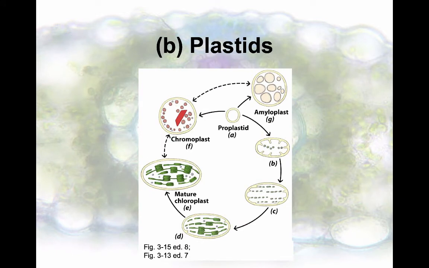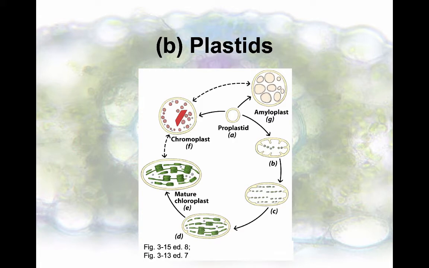This is an illustration from your textbook showing you that the precursor to all the plastid types are proplastids. So these proplastids can differentiate. Here's this differentiation into the chloroplast. Can also differentiate into a chromoplast. But a chromoplast can differentiate into chloroplast. A chloroplast can differentiate into a chromoplast. The proplastid can differentiate into an amyloplast, and this can differentiate into a chromoplast. So lots of flexibility with these plastids.